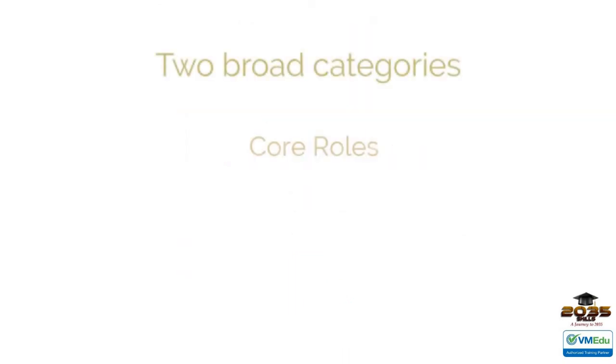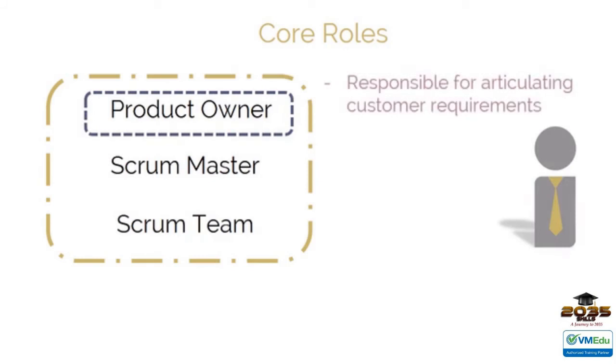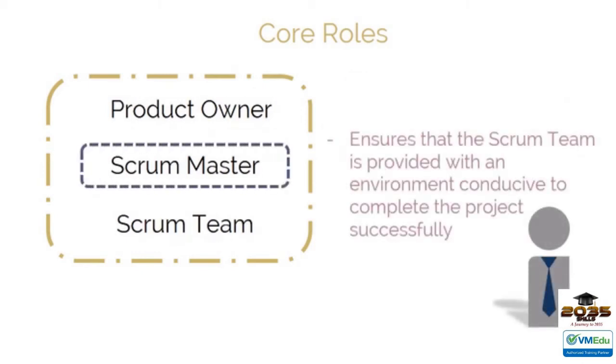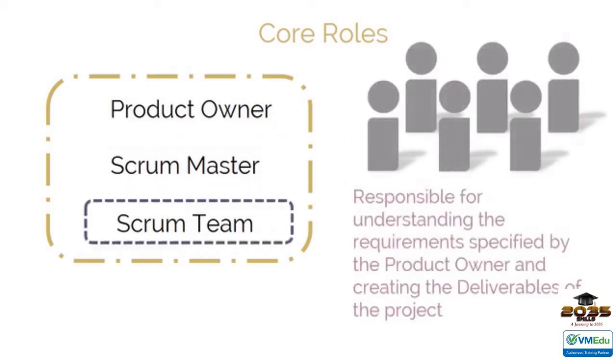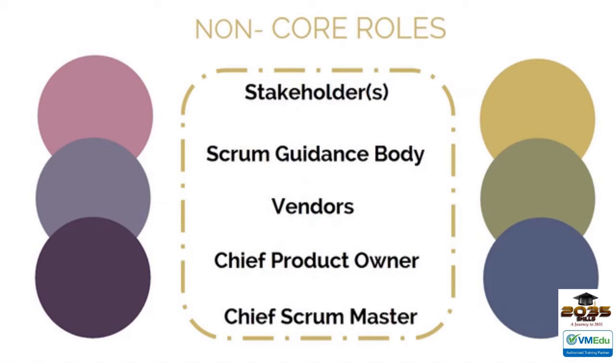Organization. Scrum roles fall into two broad categories, core roles and non-core roles. The core roles include the product owner, who is responsible for articulating customer requirements and maintaining business justification, the Scrum Master, who ensures that the Scrum team is provided with an environment conducive to complete the project successfully, and the Scrum team, who is responsible for understanding the requirements specified by the product owner and creating the deliverables of the project. The non-core roles include stakeholders, the Scrum guidance body, vendors, the chief product owner, and the chief Scrum Master.